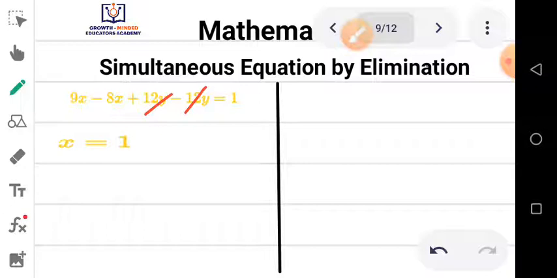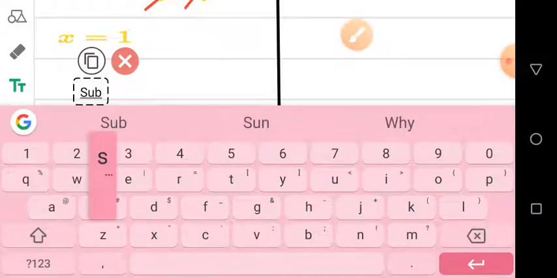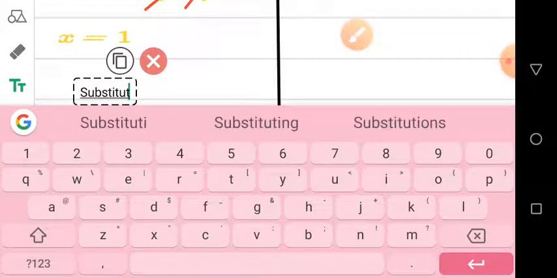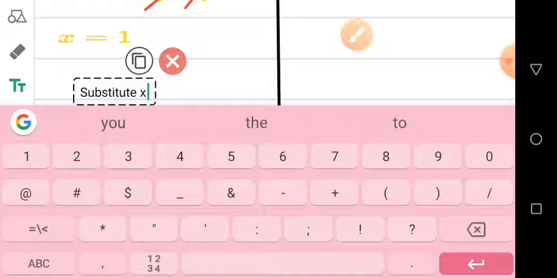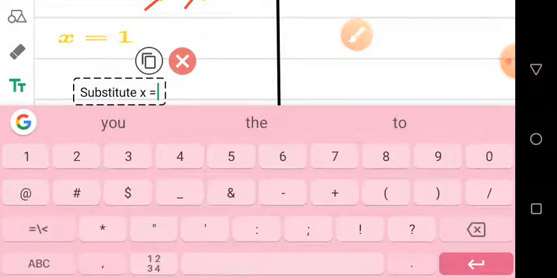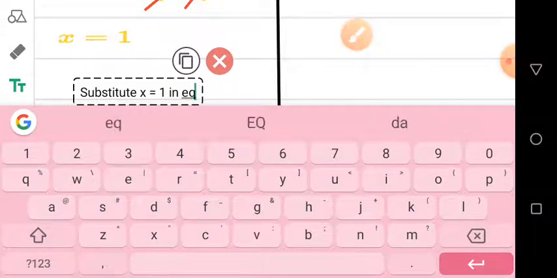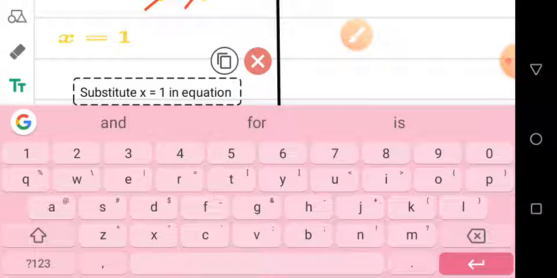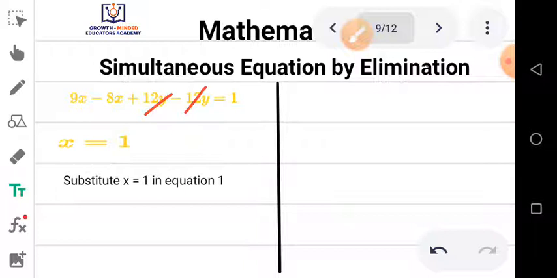After getting our x equals 1, all we simply do now is substitute for x in any of the 4 equations. Remember, we now have 4 equations. Substitute x equals 1 in an equation. Which equation should we use? You can use any of them. In equation 1. Simple.